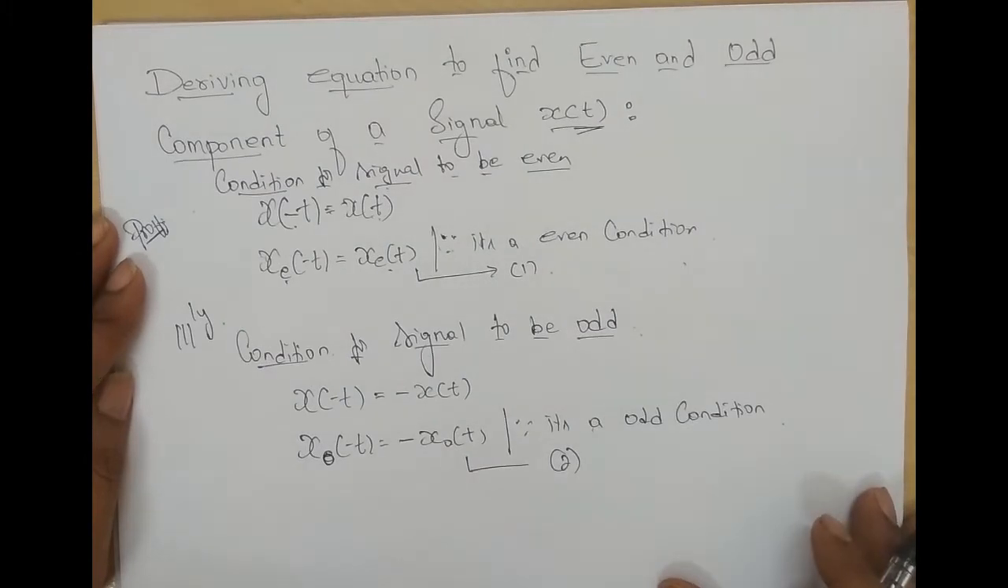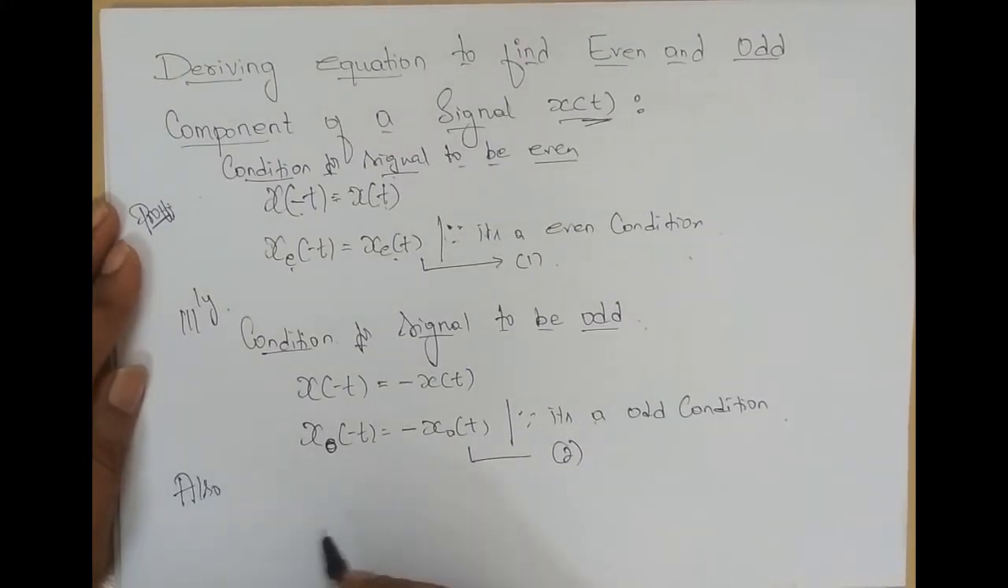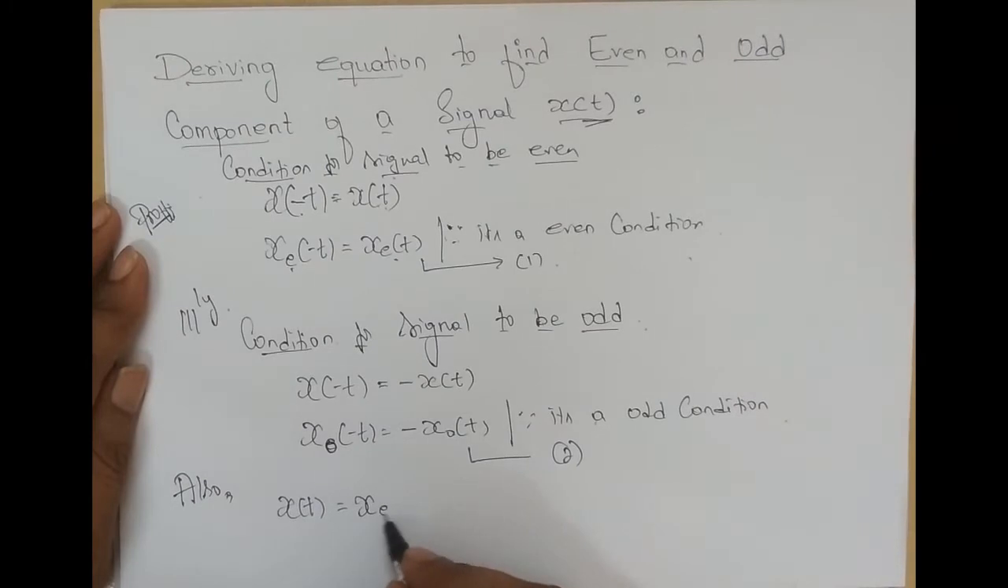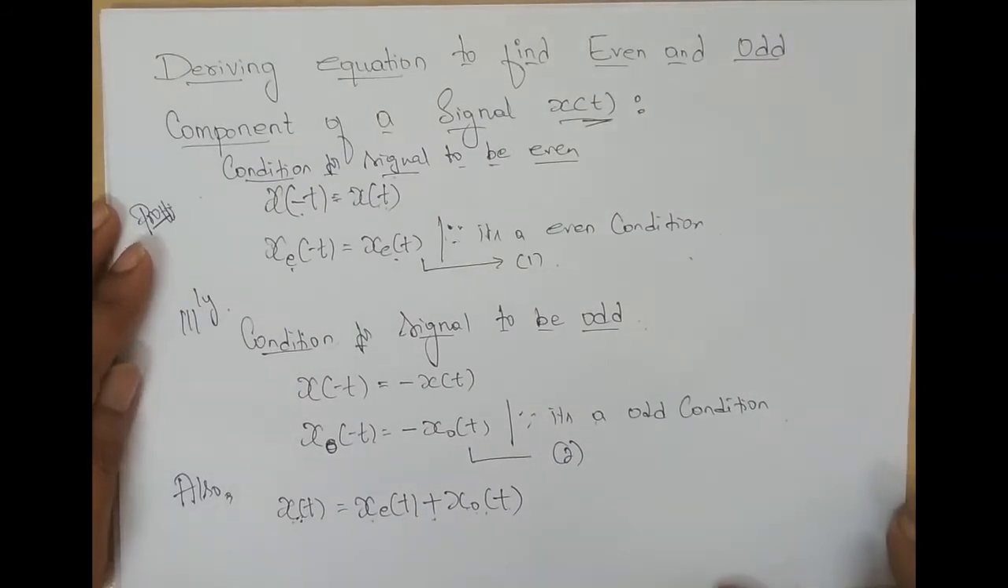Okay. So also any arbitrary signal x of t can be represented by sum of its even component xe of t and odd component xo of t, right? It's an arbitrary signal. Any arbitrary signal can be represented by its sum of even and odd component, right? Where xe of t is the even component of the signal x of t, xo of t is the odd component of the signal x of t.